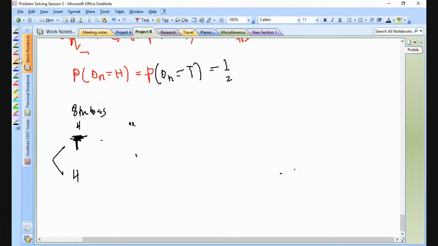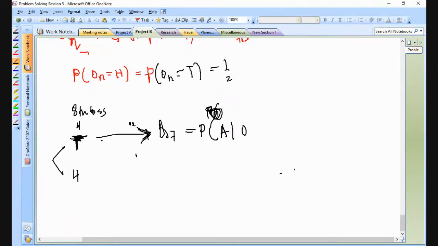If it's tails, guys, then you can understand that the probability is Q of 7. So how to write it down? This is equal to the probability of A given O8 is equal to tails. This is equal to Q7. Suppose it's heads, then there can be two cases: heads tails, or heads heads.